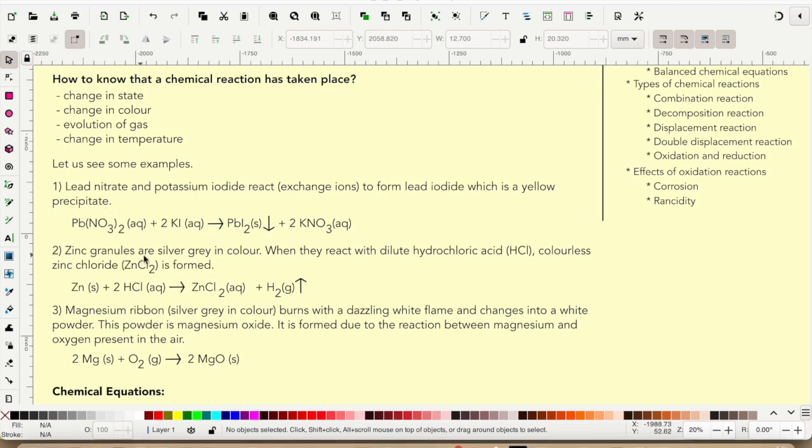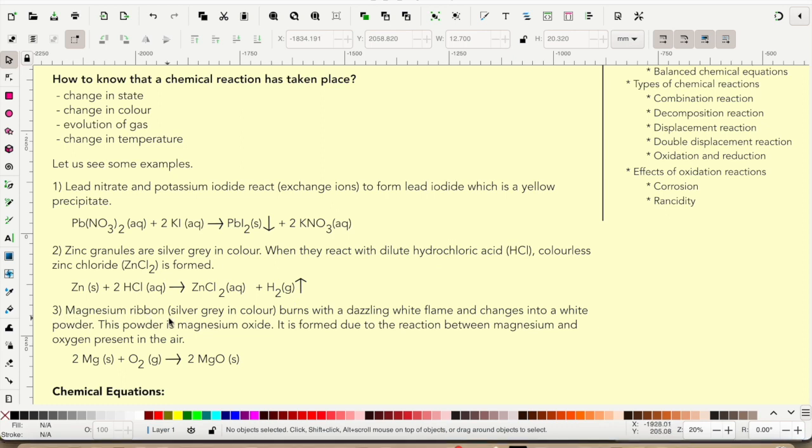Zinc granules are silver gray in color. When they react with dilute hydrochloric acid, colorless zinc chloride is formed. In this chemical reaction, you see change in state, change in color, and evolution of a gas. If you touch the conical flask or test tube in which the reaction is taking place, it will be warm.